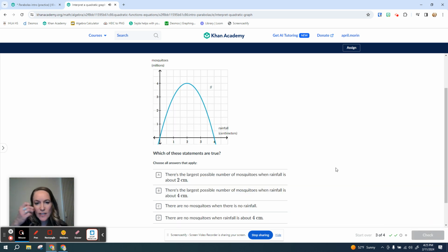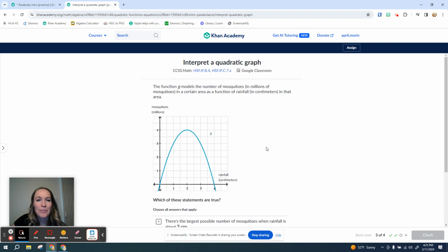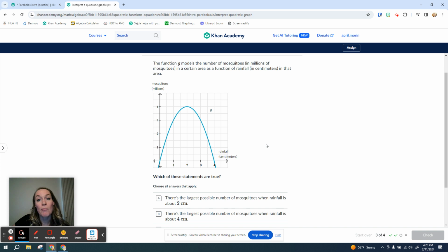Great. Which of these, oh, we got to read the problem. The function G models the number of mosquitoes, in millions of mosquitoes, in a certain area as a function of rainfall in that area. Okay, that makes sense, because the more rainfall you get, the more mosquitoes you get, and then the more you keep going on, and pretty soon, if you get more rainfall, then you'll get fewer mosquitoes, because I guess too much rain kills the mosquitoes. Like a little bit of rain will make them multiply, and then too much will kill them all. Essentially, maybe.